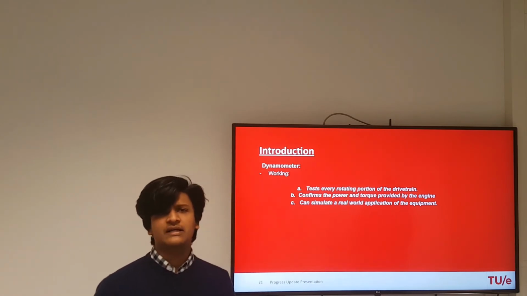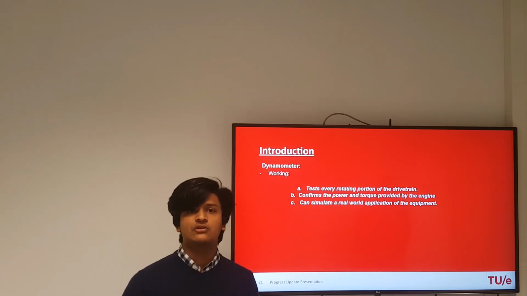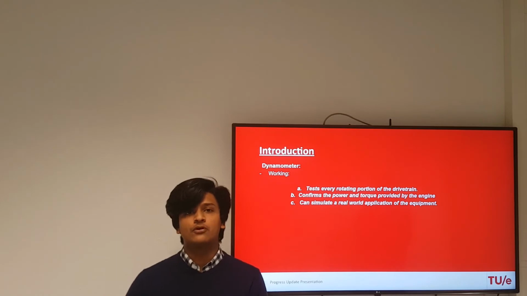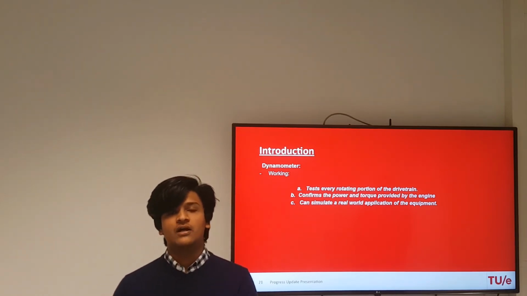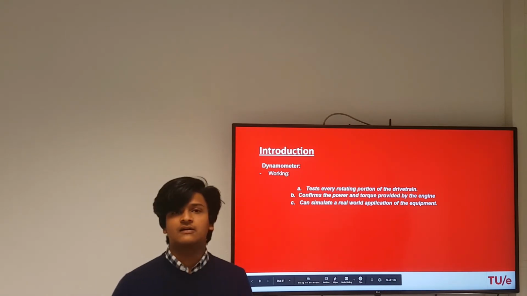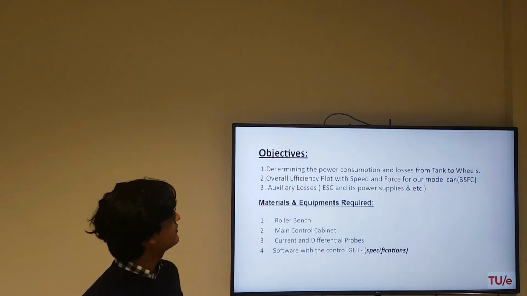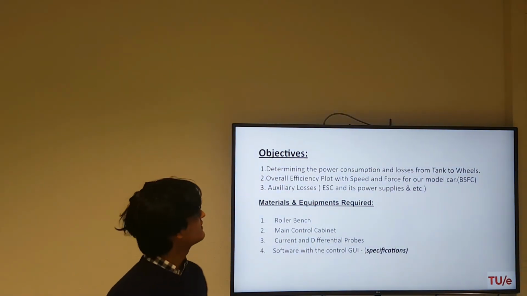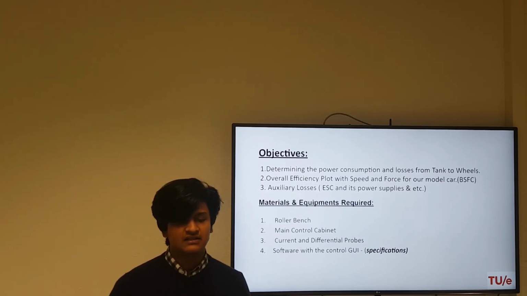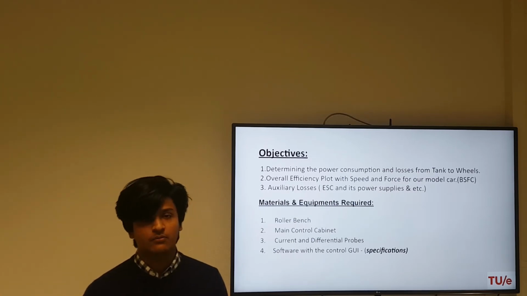I would also like to mention that the dynamometer test is one test that can help people avoid testing on the road, because it requires less time. It's quite efficient. Moving further, I would like to talk about the objectives of our test. We would be determining the power consumption and losses from tank to wheels, and the overall efficiency plot with speed and force for our model car.